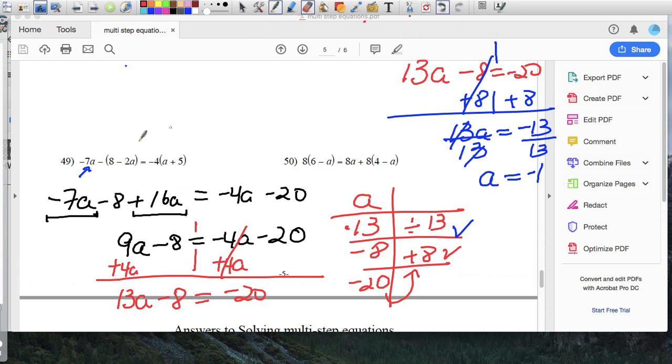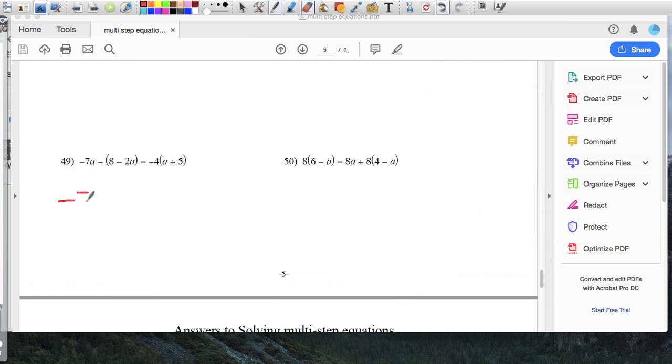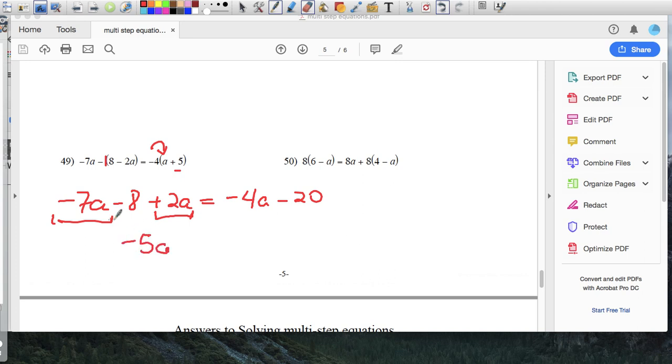So let me erase everything. Negative 7a minus 8, so if we pretend there's a 1 there, it's minus 8 times minus negative 1 and negative 2, which is positive 2a, equals negative times a positive is negative 4a, and negative 4 times positive 5 is negative 20. Combine like terms. I'll combine this guy here with this guy over here. Negative 7a and 2a is negative 5a. Minus that 8 equals negative 4a minus 20.